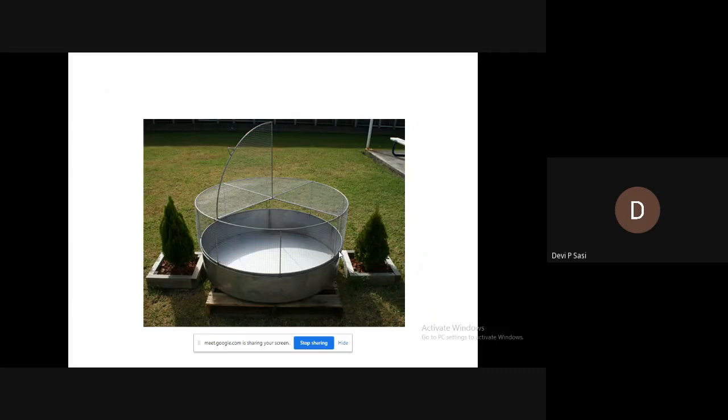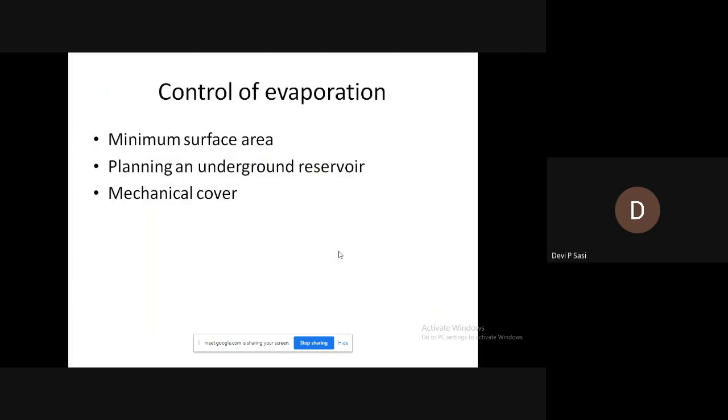Now, I hope you have understood about the Indian standard evaporation pan. Now we can study the new topic, control of evaporation. How can we control evaporation? First one is minimum surface area. Before studying this, please read what the factors affecting evaporation are. I have explained it, so please read it, and from there you can collect the points.